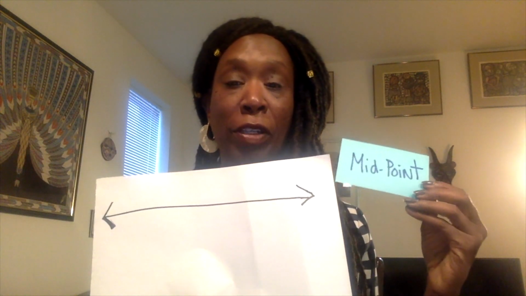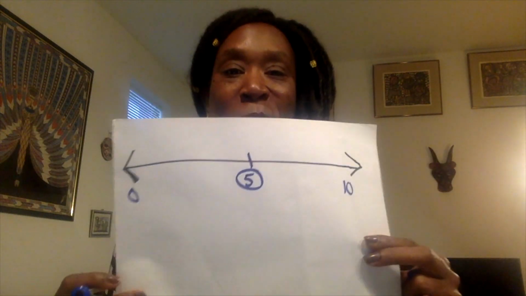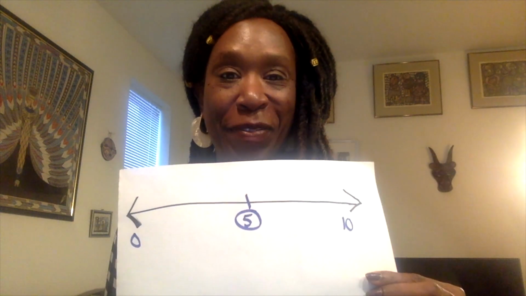Your next vocabulary word is midpoint. The midpoint on the number line is in between two numbers. So for example, if I had the number 0 and 10 on my number line, what number is the midpoint? The midpoint would be the number 5.